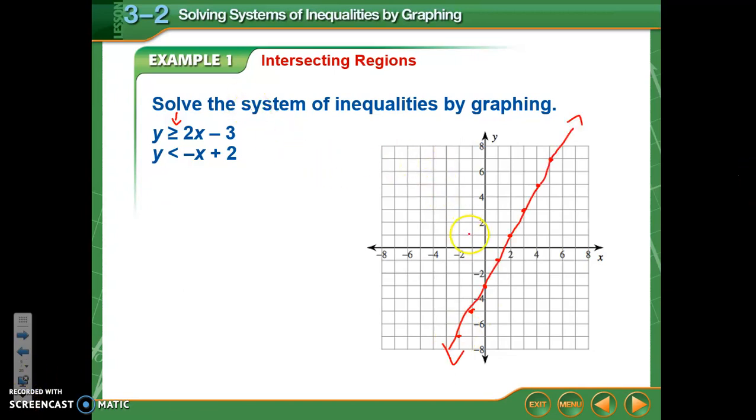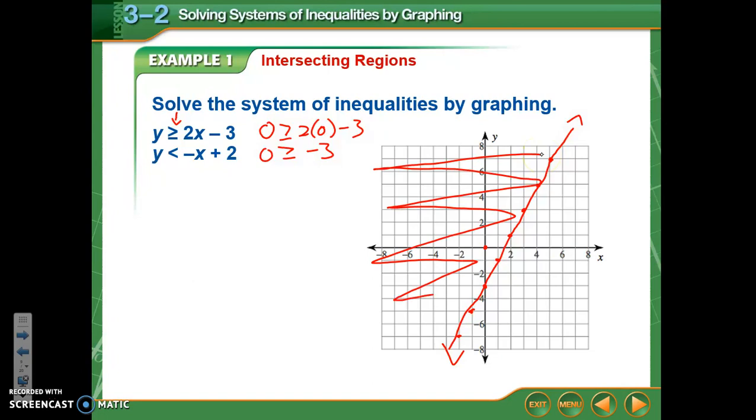And now I just have to decide where to shade. Since this line does not touch 0, 0, I'm going to plug in 0, 0 for x and y. And I'll get 0 is greater than or equal to -3. That is true. So that means that since 0, 0 is on this side of my line, I need to shade this side, right? So I'm just going to carefully shade it in. If you're doing this with pencil, I would suggest just lightly shading it so that it will be easy to see where the overlap is. The biggest thing about graphing systems of inequalities is that I need to be able to tell where the solution area is, okay?